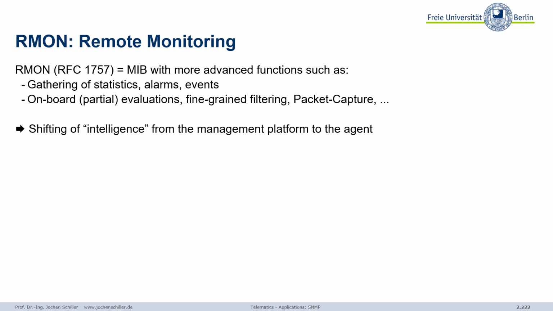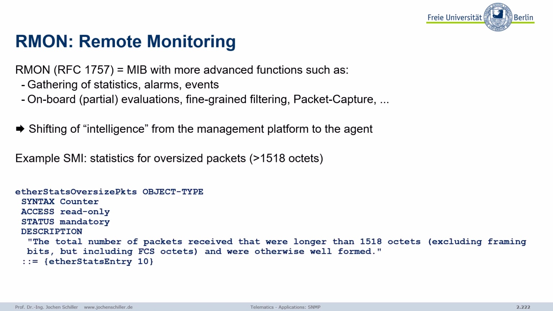And an example for this is, I want to have a counter that checks how many packets are bigger than the normal MTU of 1518 bytes. So for example, okay, these are oversized packets, and then I can let the agent do the work. And this is our classical case for a counter. Counter, so it's not an integer, it cannot be negative, but it's a counter that simply increases. It's read-only. Yeah, you cannot set the value of oversized packets because the device counts the oversized packets.